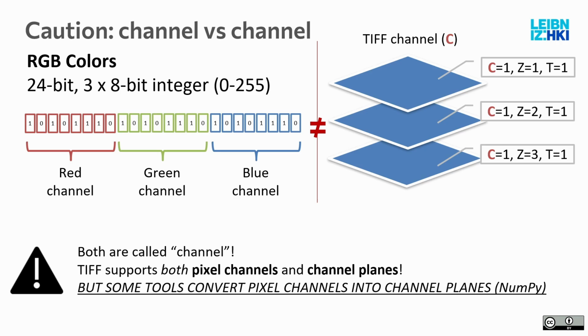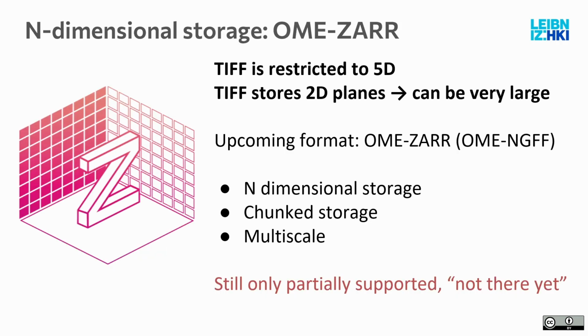It comes from how they implemented it. And then to add even more complexity with storage, there's this new format called OME-Zarr. This is the next generation format, that's why it's called OME-NGFF. This is basically trying to solve some issues with TIFF. TIFF is restricted to 5 dimensions. This is just how it stores things. TIFF always stores 2D planes and then arranges them in an internal file system into 5 dimensions by adding this metadata.